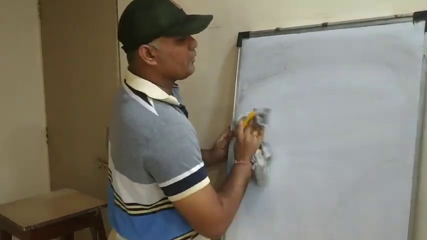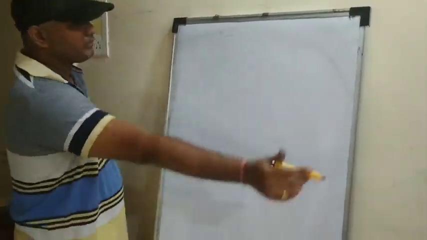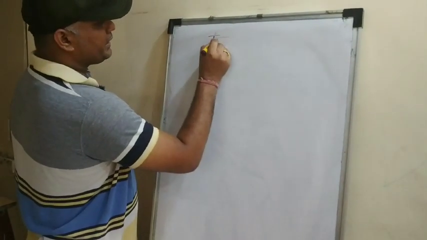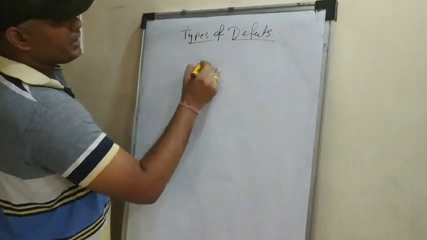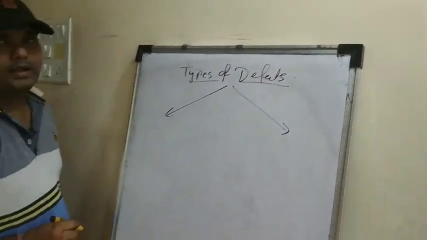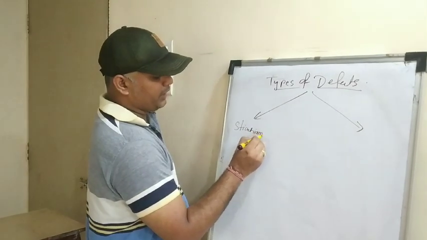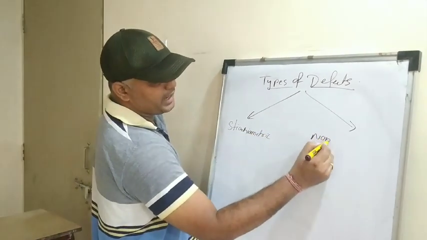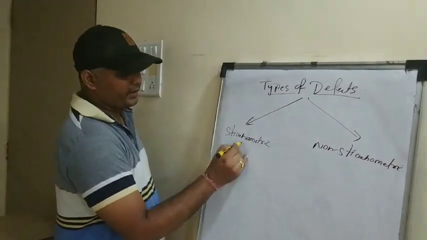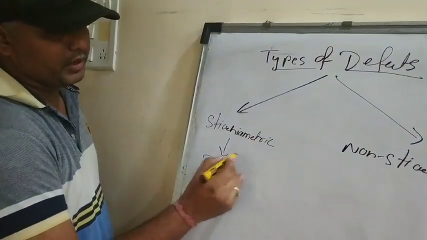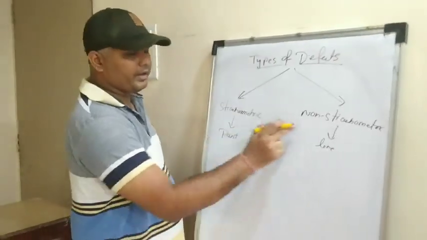Okay. Now further we'll be moving towards the last part of the chapter for this particular session, that is the types of defects. Right? So there are different types of defects observed in the crystal, which are divided into 2 types: stoichiometric defect and non-stoichiometric defect. Stoichiometric defect is also said to be a point defect. Non-stoichiometric defect is also said to be a line defect. Right? So point defect and line defect.